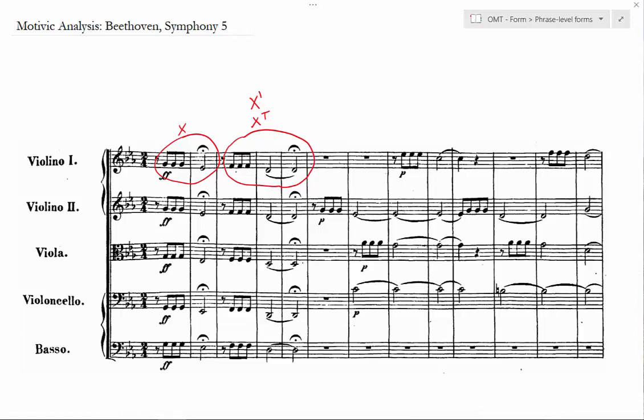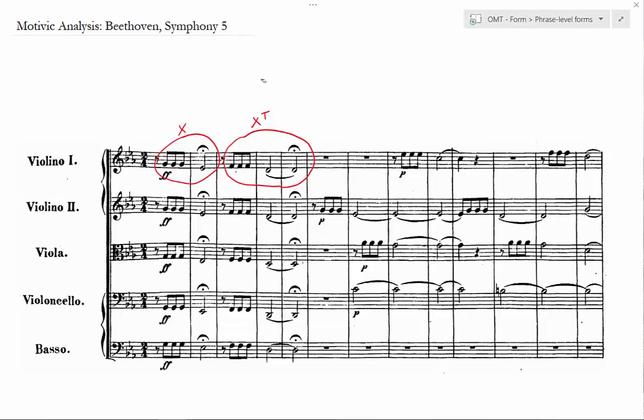The system that I'm using, the XT, isn't a formalized system. I'm just using letters to indicate what alteration has been applied to motive X. So the T here stands for transposition, but there's no formal letters to learn as far as what alterations can occur. Okay, so already in this introduction, we have a statement of motive X, and then a transposed version.